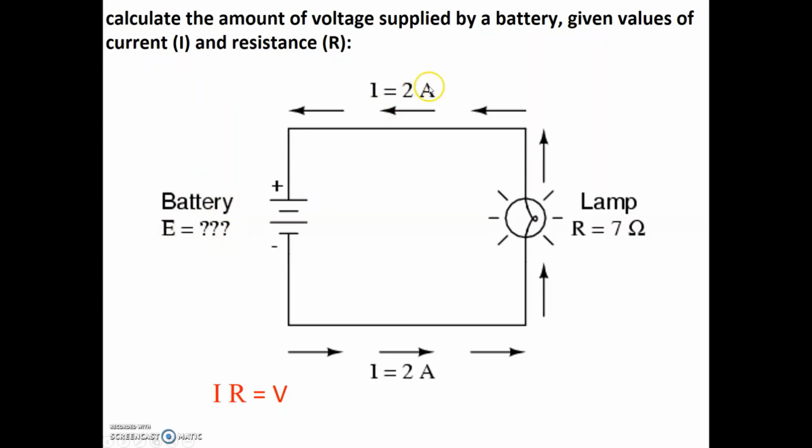So we know the current is 2 amps. The resistance of the lamp is 7 ohms. So how much voltage does the battery need in order to get 2 amps to go through 7 ohms of resistance? Voltage is current times resistance. So current is 2, resistance is 7. 2 times 7 is 14, and the answer is in volts, 14 volts. Was that okay?